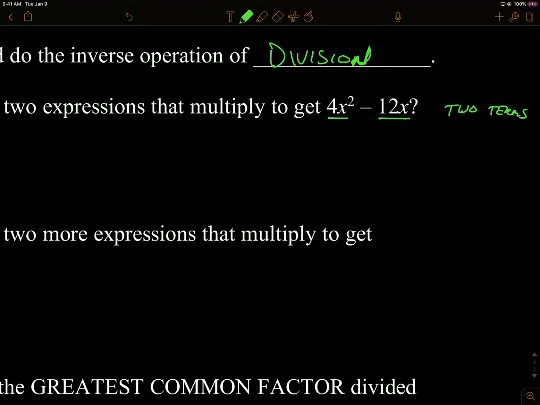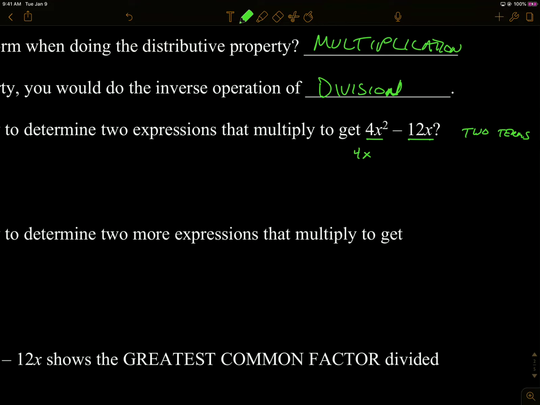What is common in each term that divides out of each one? So that's what we're looking for. I can divide a 4 out of the 4 and the 12, and I can also divide an x out of the x and x squared. So that is my common factor. So that's one of our factors.